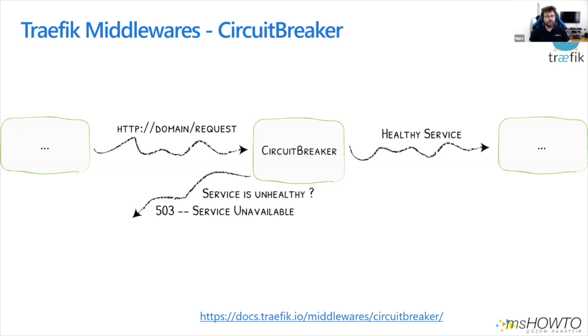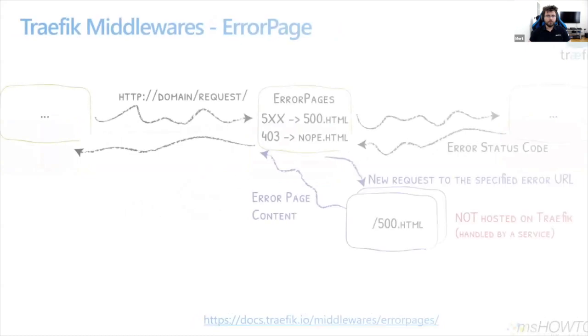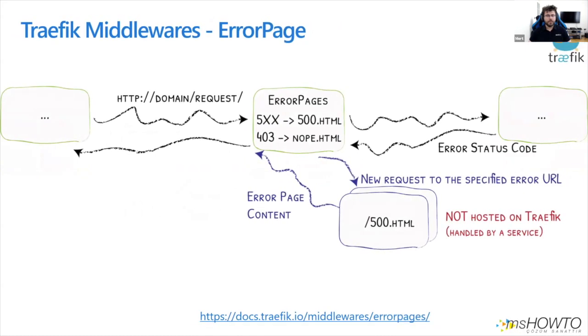There are some frameworks that you can use to add this functionality to your app, but this means extra coding and maintenance for the development team. Error page middleware returns a custom page according to a configured range of HTTP status codes. These pages are not hosted on Traefik, so you need to handle them via a service. This is also a good thing if you want to add or change a custom error page for your application without modifying it.